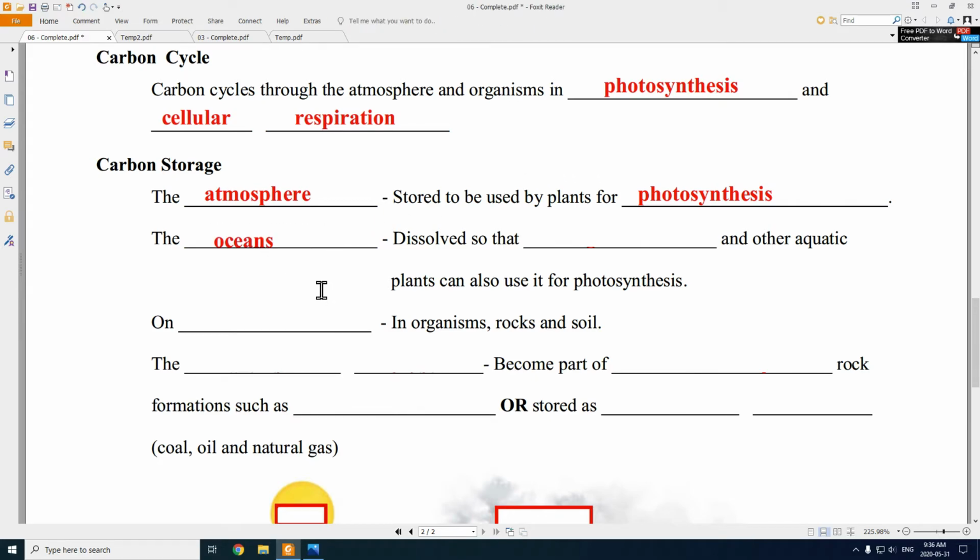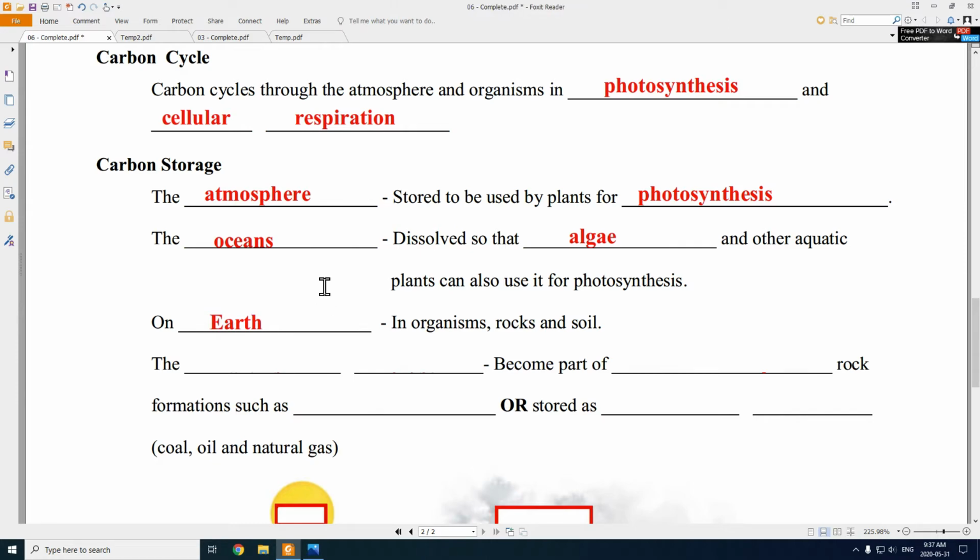Also the oceans. So the oceans will dissolve a bunch of carbon, and that allows algae to grow. So algae, like the tiny green plants in the ocean and in lakes. Those are also plants, and those are also doing photosynthesis. And a significant amount of the carbon is being brought in through algae, and also other aquatic plants. So the oceans store a huge amount of carbon. It naturally gets dissolved into the water, and then it can be used by plants, aquatic plants.